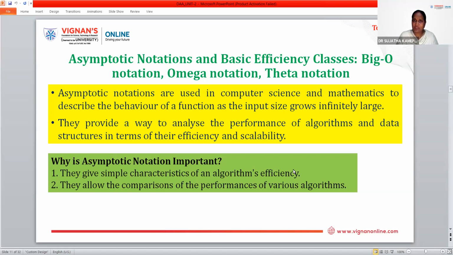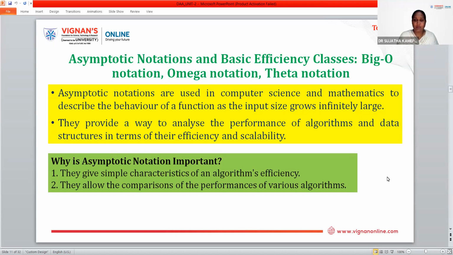So why are asymptotic notations important? These asymptotic notations give the simple characteristics of an algorithm's efficiency, how efficiently the algorithm works for smaller input data and for larger input data. The characteristics of efficiency can be given by these asymptotic notations. And these notations allow us to compare the performances of various algorithms which are used for the same problem.